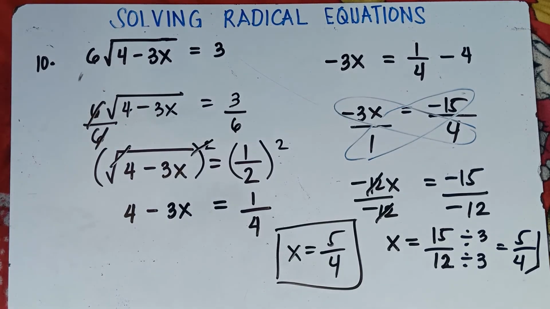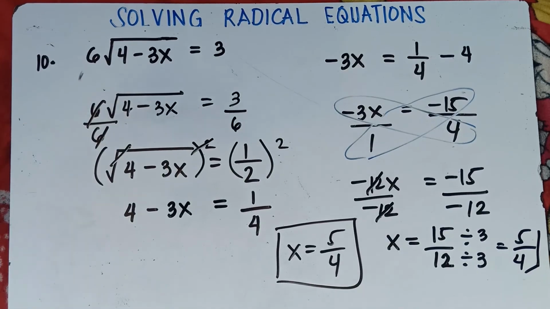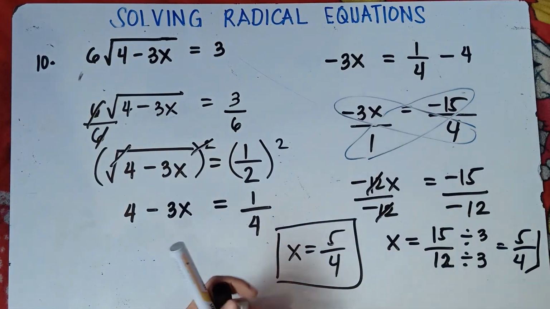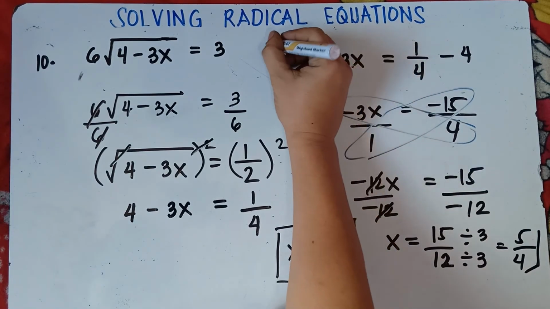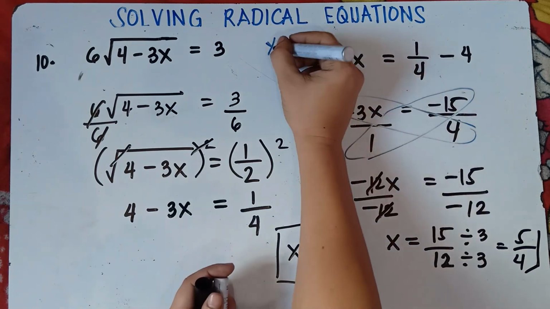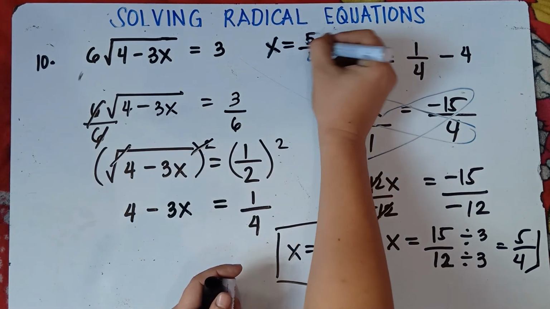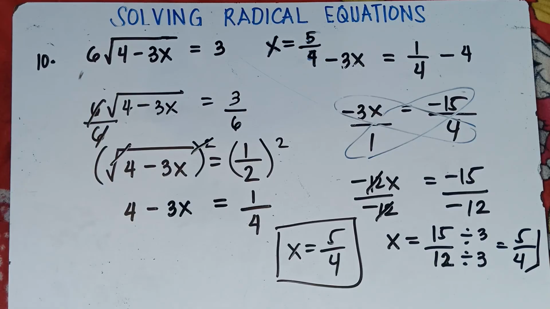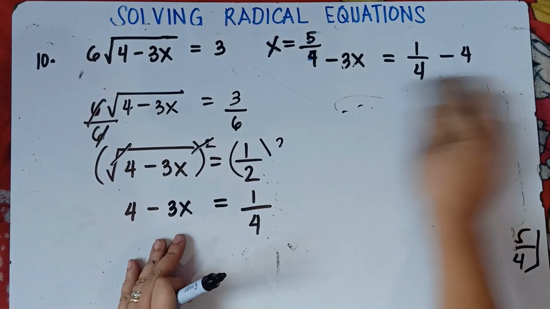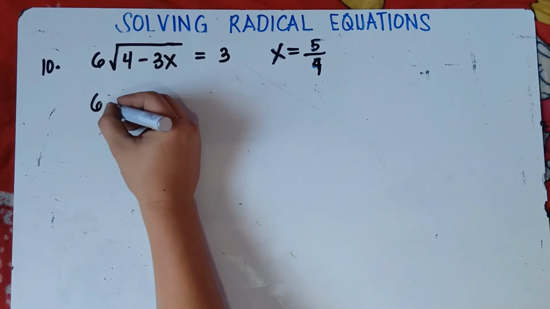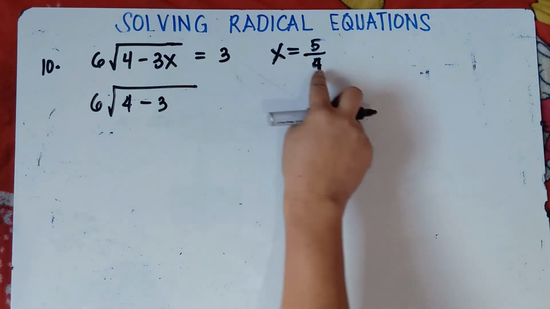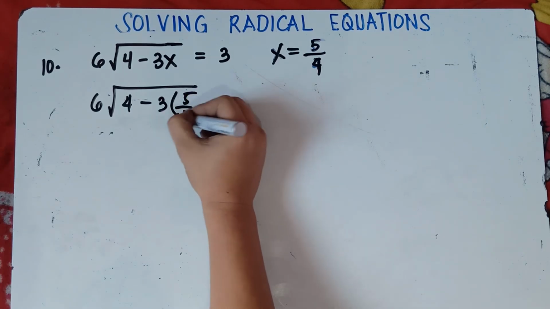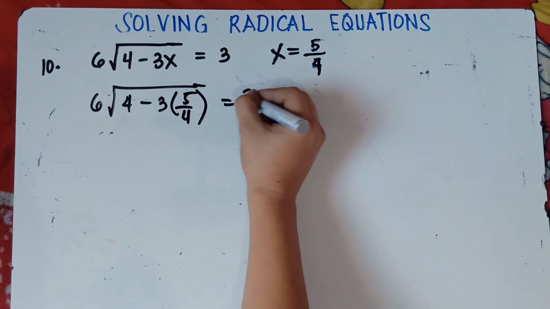Quite tricky, right, for number 10? So let's check, class. Our x is equal to 5 over 4. Let's check. This will be 6 square root of 4 minus 3 times x, and our x is 5 over 4, equals 3.